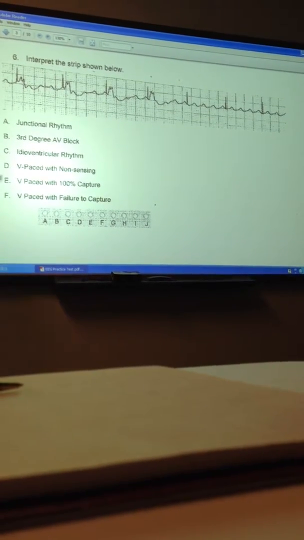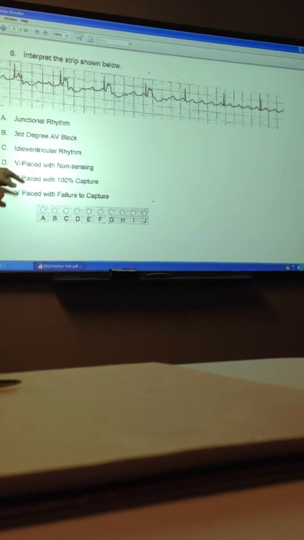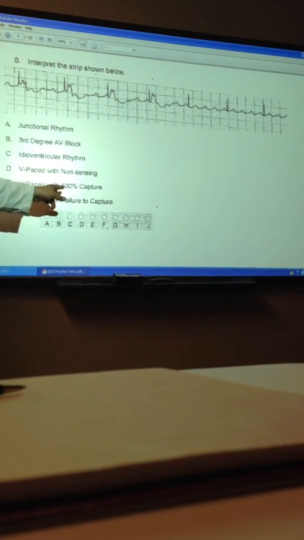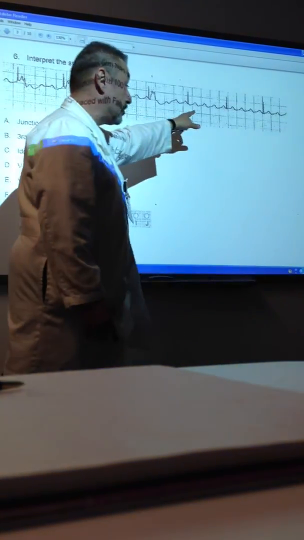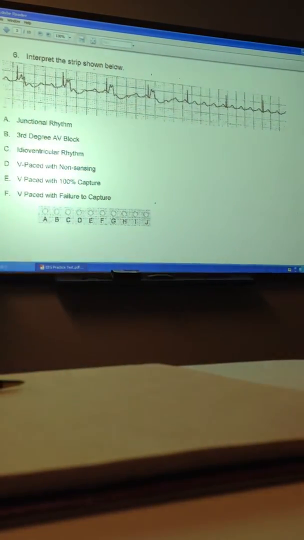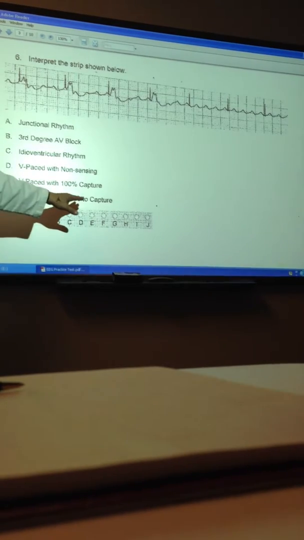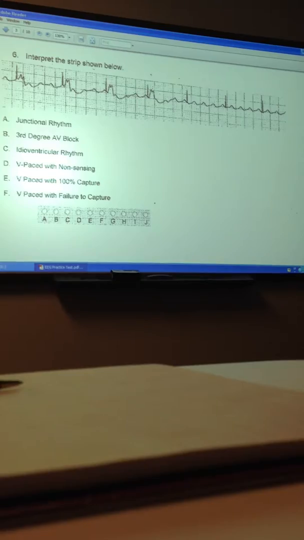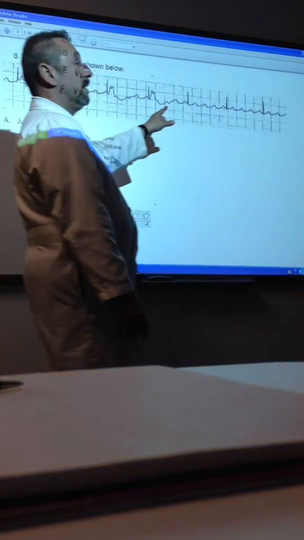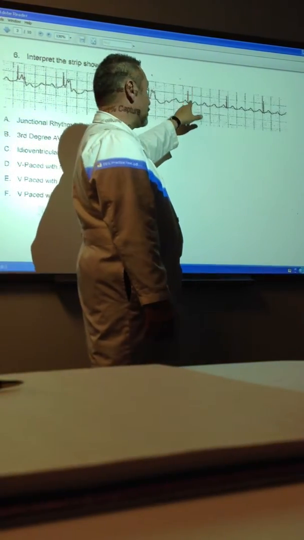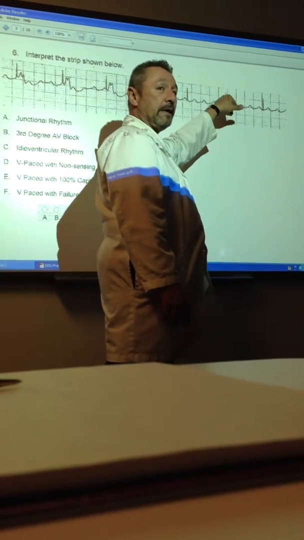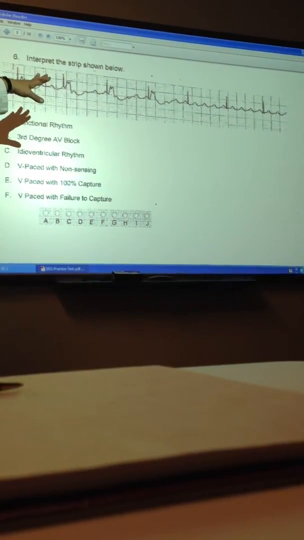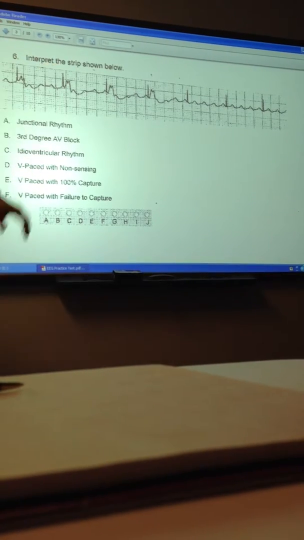Because we got a ventricular pacemaker going on. Is it non-sensing? Is it 100% capture? It's not, so let's throw that one out. Is it failure to capture or is it non-sensing? I think it's failure to capture, because it didn't capture the beat. So this is ventricular pacing with failure to capture.